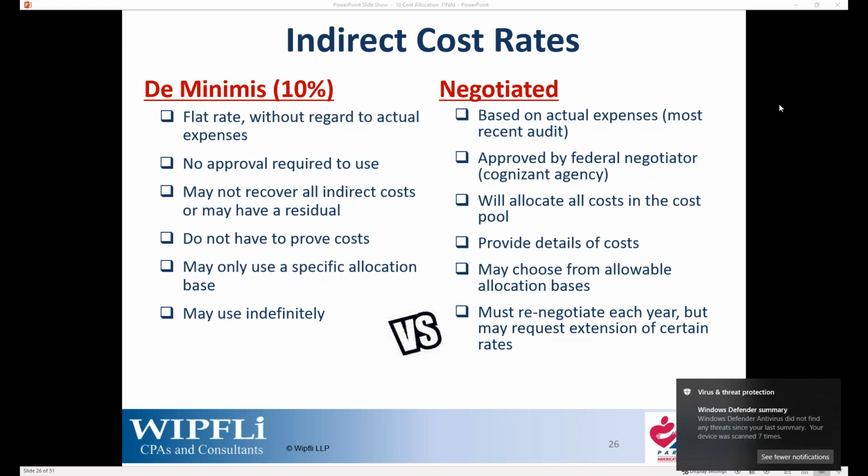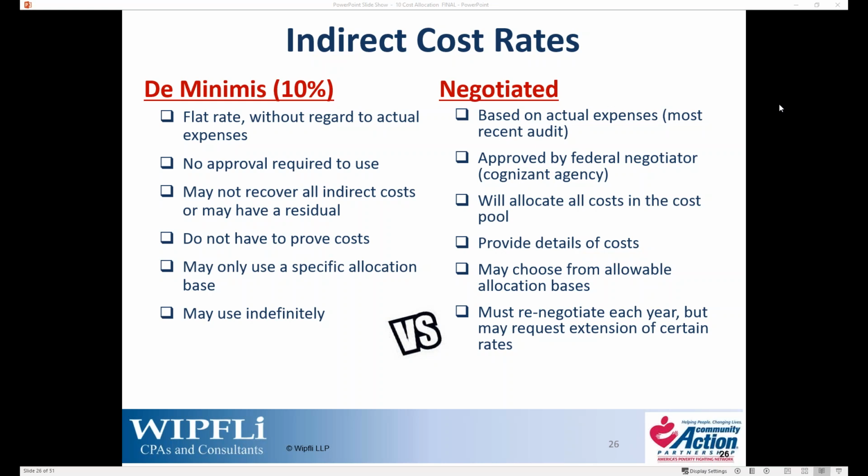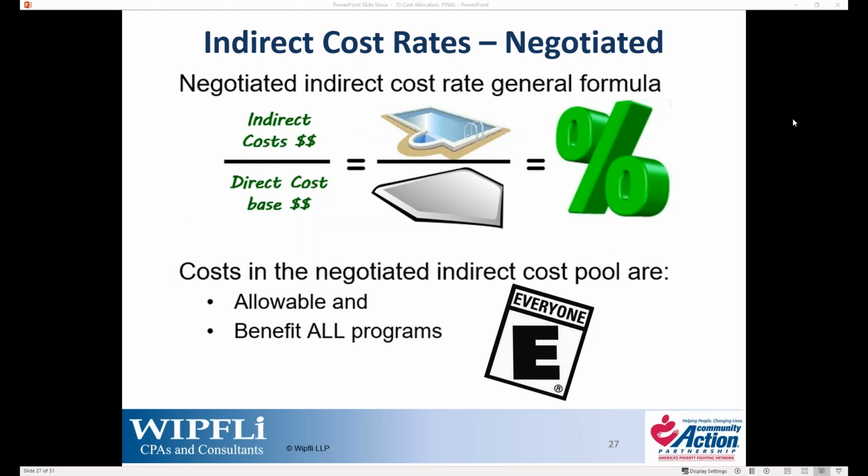You can choose from different allocation bases. So you could use modified total direct, you could use salaries, or you could use salaries and fringe. And with a negotiated rate, it has to be renegotiated every year, although remember you do have that option for a 4-year extension.